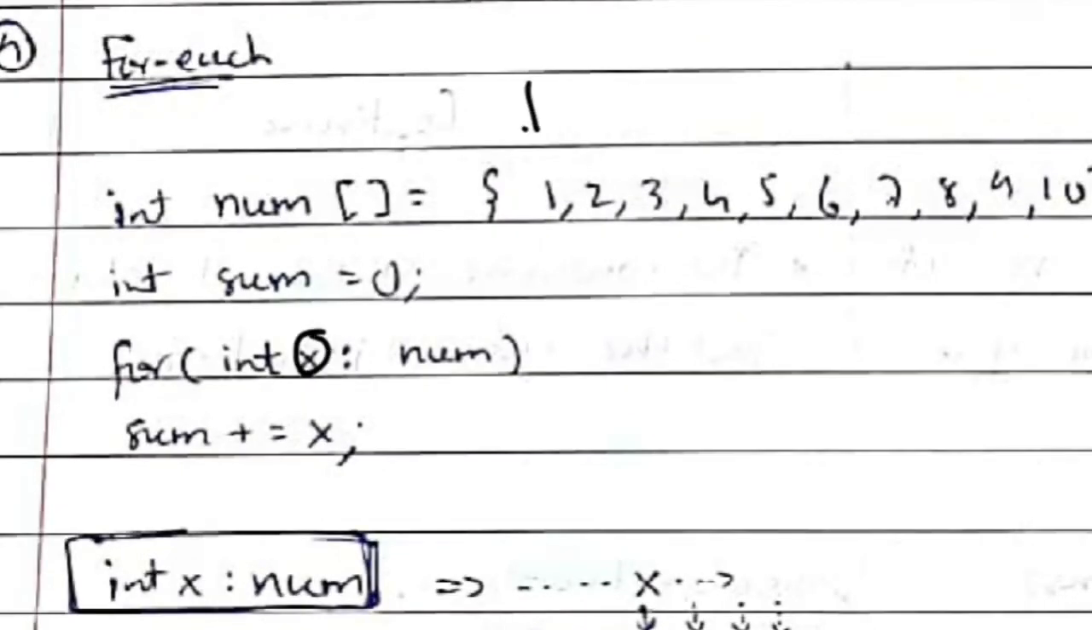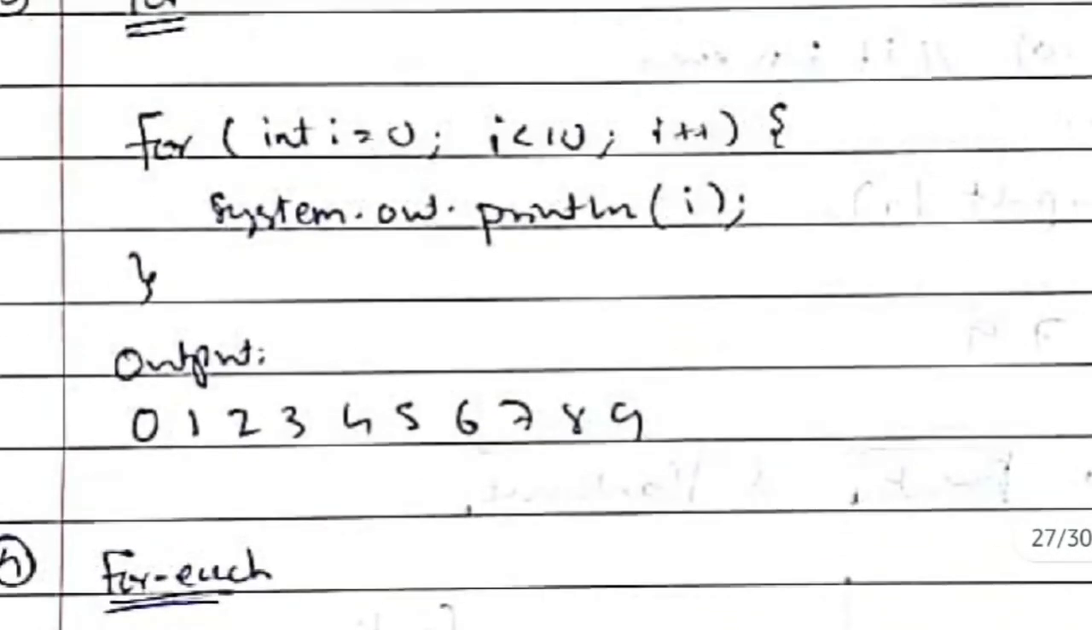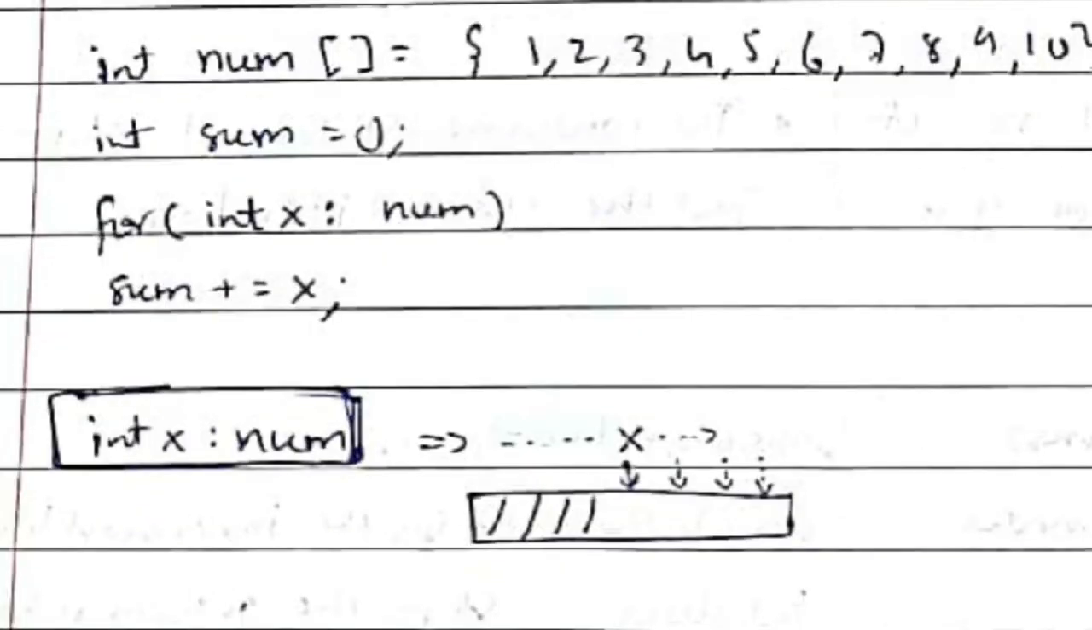So firstly x will have 1, then after this statement gets over, x will have 2, then x will have 3, then x will have 4. So each iteration x will be accessing the values of num, okay, and it will be calculating the sum, okay. So it's actually faster than the for loop, which is having the increment operation here and the comparison operation here, okay. So it's much faster than the previous one, and it's widely used in Java.